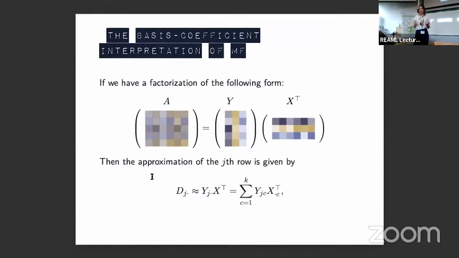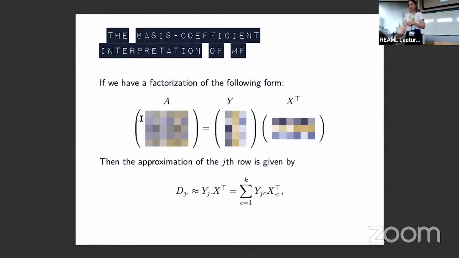And to do so, it's quite interesting to see the low rank product as a basis coefficient derivation. So what the matrix factorization does is basically finding a new basis in which your data can be described succinctly. So basically it finds basis vectors, which are actually represented here in X. So those are basis vectors, and Y actually then represents the now low dimensional coordinates.